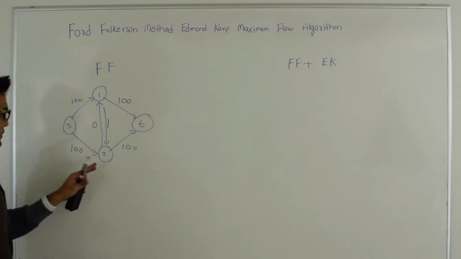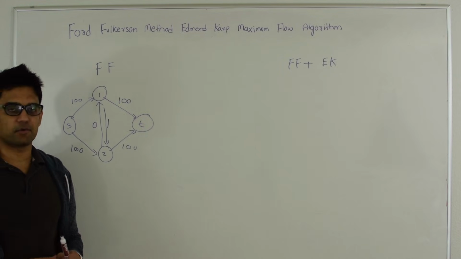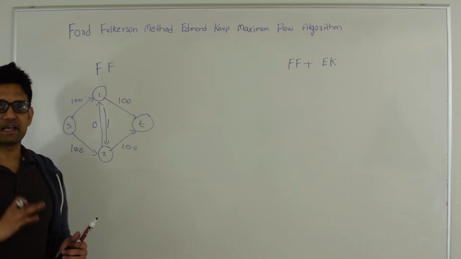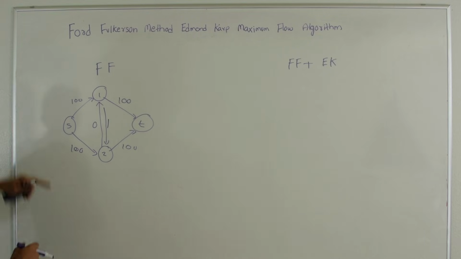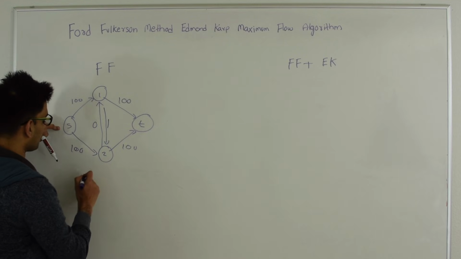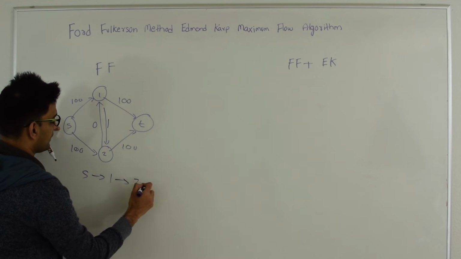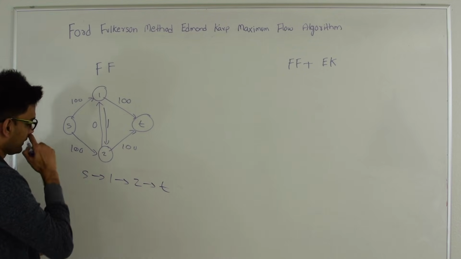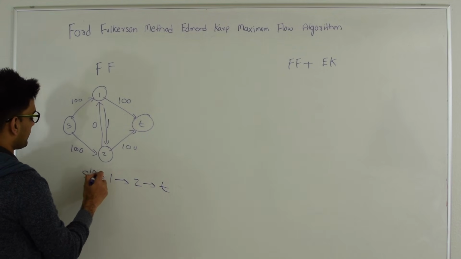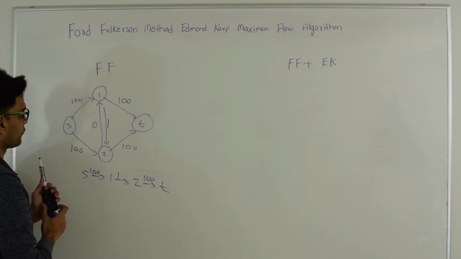Let's look at this example to understand the Ford-Fulkerson method. This example is given in the CLRS book. So let's say we were not doing breadth first search, but we were doing depth first search to find an augmented path. So starting from S, we go to 1, and from 1 we go to 2, and from 2 we reach T. So this is our depth first. So here the capacity is 100, 1 and 100. So the minimum here is 1.